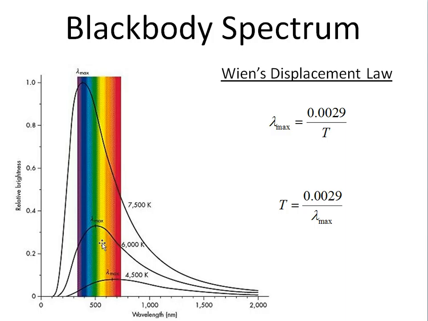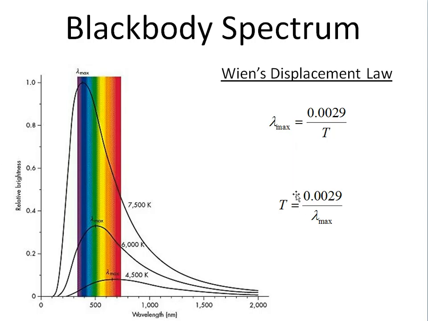Wien's law tells us that the wavelength at which the spectrum of a glowing object peaks is equal to this number, 0.0029, divided by the temperature of the object in Kelvin. So this has to be in meters, this has to be in Kelvin. And what you notice is that the higher the temperature, the lower the wavelength of maximum emission is. So when you go from a 6,000 Kelvin object to a 7,500 Kelvin object, which would be a hotter star, the wavelength at which it peaks actually shifts to shorter wavelength. As T gets larger, lambda max becomes smaller.